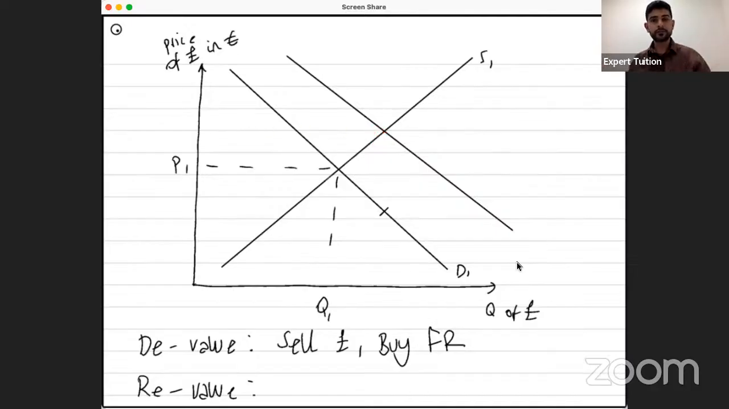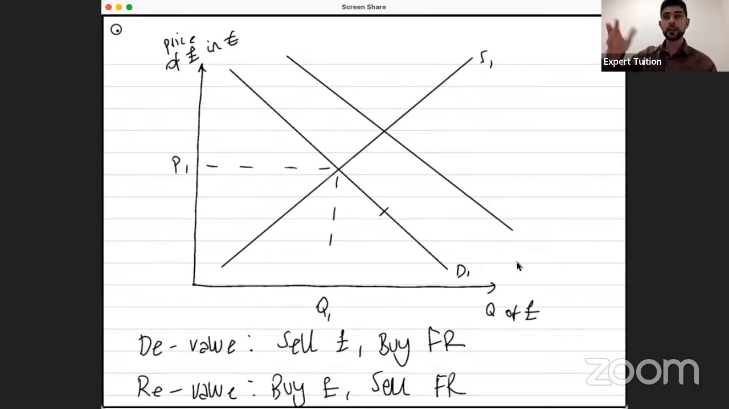Okay, so what am I doing? I'm obviously going to demand, in other words, I'm going to buy pounds. I'm going to buy pounds in the foreign exchange market. And I am selling, what am I selling? I'm selling the opposite. I'm selling my foreign reserves. Easy peasy. That is how you manipulate your exchange rate.